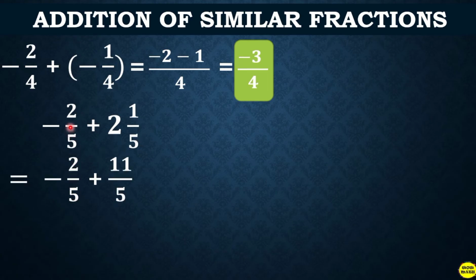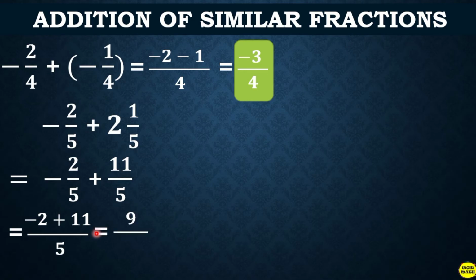Copy muna natin ito. Paano siya gagawing improper? Multiply, add. Okay? Multiply, add. So, 5 times 2, 10 plus 1, 11, and then copy the denominator. Lagi pong ganon, copy the denominator. So 11 over 5. Okay, so we can now add. So we will have negative 2 plus 11, copy your denominator since they are similar. So, negative 2 plus 11 is positive 9 over 5.